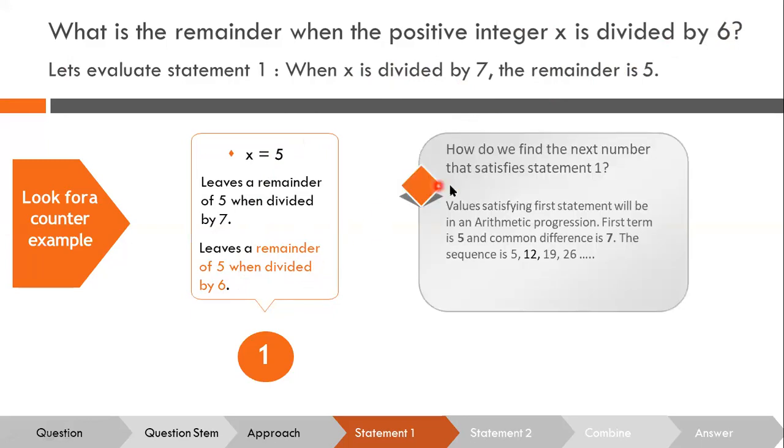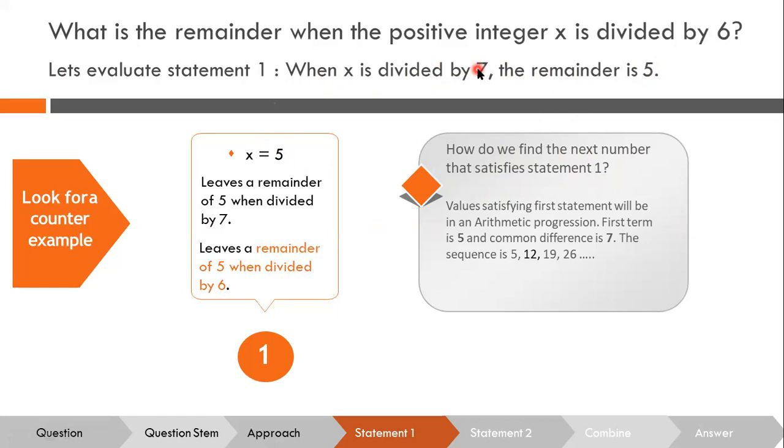How do we find the next number that satisfies statement 1? Statement 1 is that when x is divided by 7, the remainder is 5. This is the x, that's why we are putting x is equal to 5 to get the remainder. So how do we find the next number that satisfies statement 1? We are looking for another number which, when divided by 7, gives the same remainder 5.